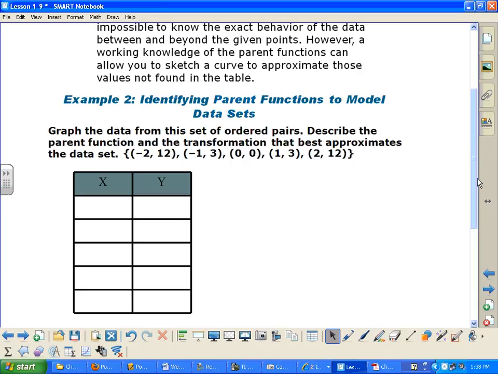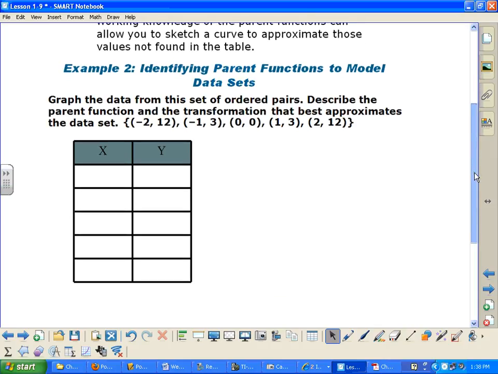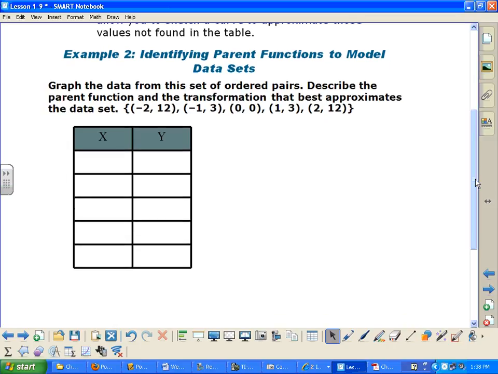And I didn't get out the graph paper yet, so we'll have to do that. So let's go ahead and grab yourself a sheet of graph paper. Or the first person in each row grab graph paper for you. Okay, so we're going to identify parent functions from a set of data.